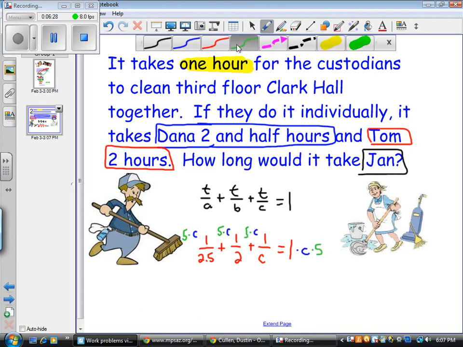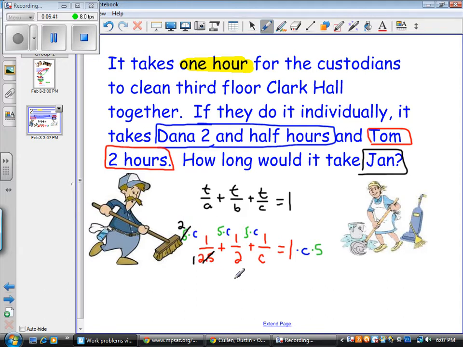So now it's time to cancel out what I can cancel out. 5 and 2.5 can cancel. 2.5 goes into 2.5 once. 2.5 goes into 5 2 times. Okay. Now wait a minute. Time out. Let's back up here. I'm going to pause this for a second and erase some stuff.